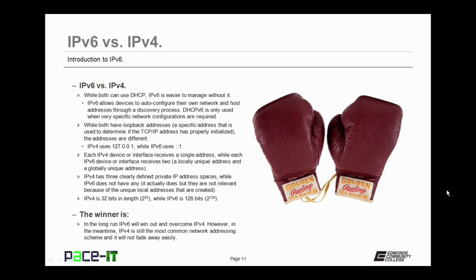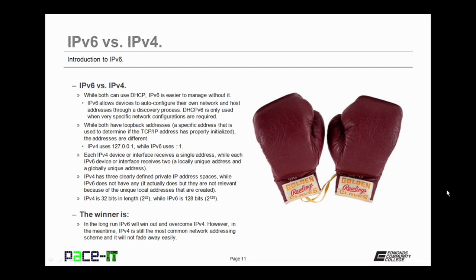Now, both IPv6 and IPv4 can use dynamic host configuration protocol, but IPv6 is easier to manage without it. IPv6 allows devices to auto-configure their own network and host addresses through a discovery process. DHCPv6 is only used when a very specific network configuration is required. Both IPv4 and IPv6 have loopback addresses, that's a specific address that is used to determine if the TCP/IP protocol stack has been properly initialized. The loopback address that they use are different. IPv4 uses 127.0.0.1, while IPv6 uses ::1, a whole lot easier there.